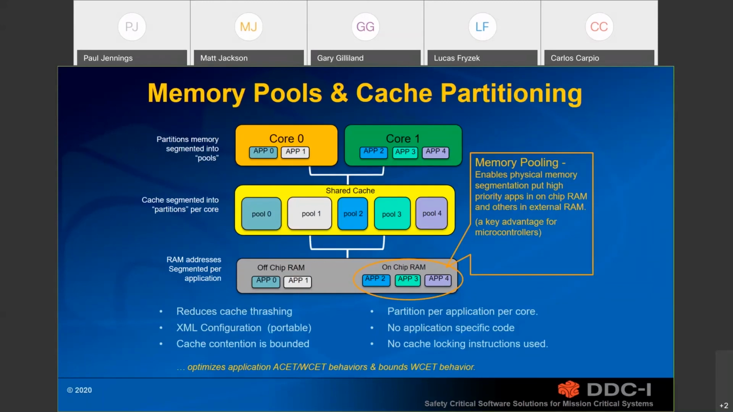An added benefit is, because it is memory pools that you are defining, you can actually define what memory certain applications go in and how they operate as well. So if you have a lower end processor with on-chip fast RAM and off-chip slow RAM, you can put your safety critical, fast critical applications in there.